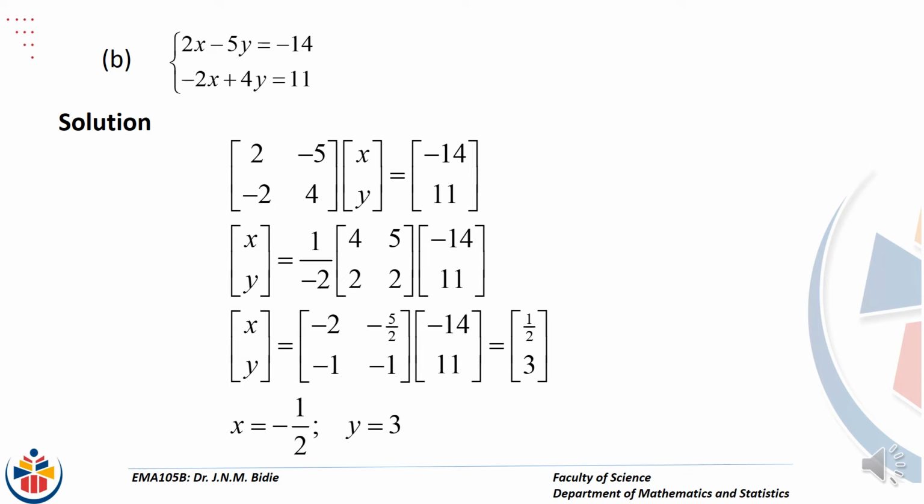I got negative 2, negative 1, negative 5 over 2, and negative 1. And then you multiply that by negative 14 and 11. And then thereafter you get the values for x and y.